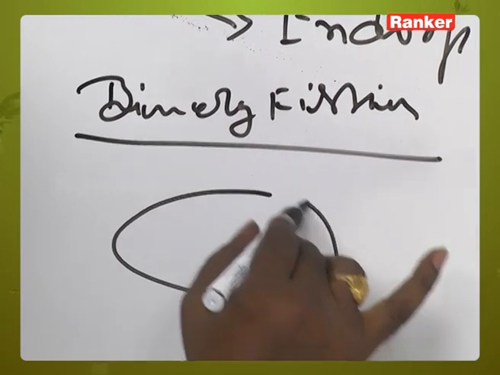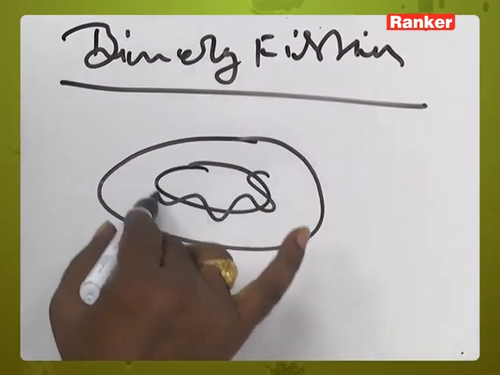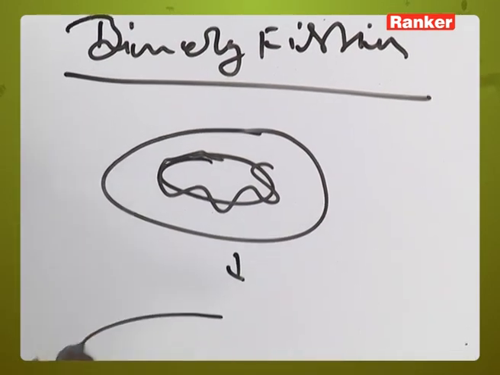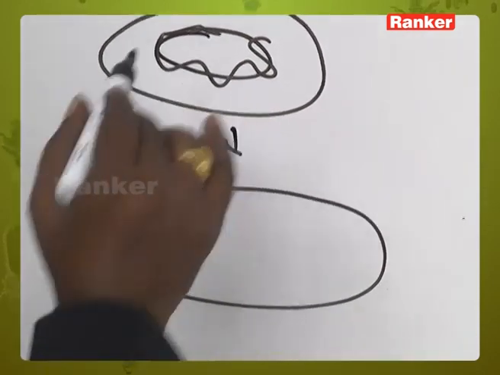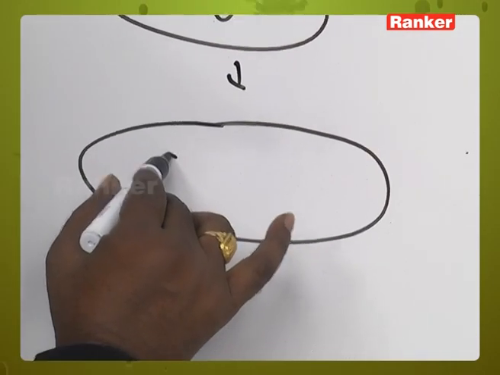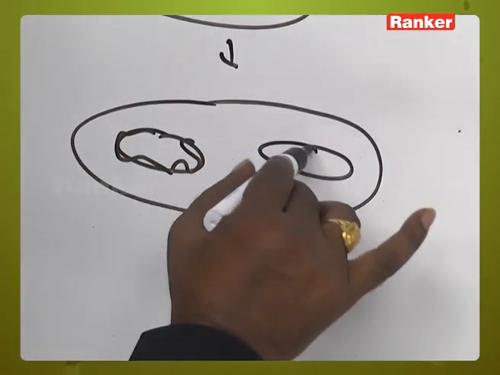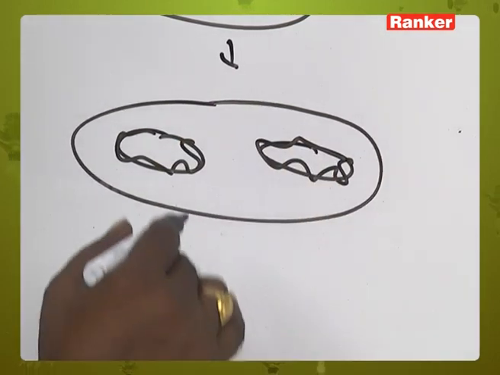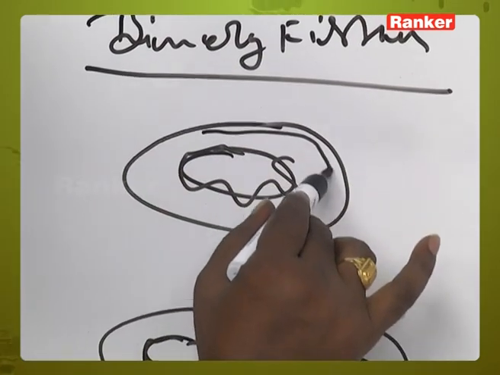Bacterial cell, nucleoid. First, the bacterium elongates. The nucleoid divides into 2, or the main genetic material replicates and becomes 2. Next, the plasma membrane.